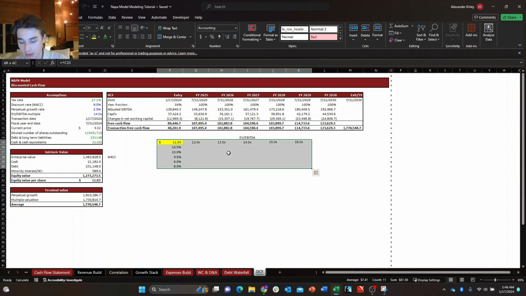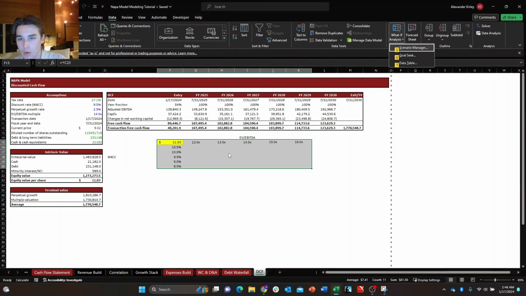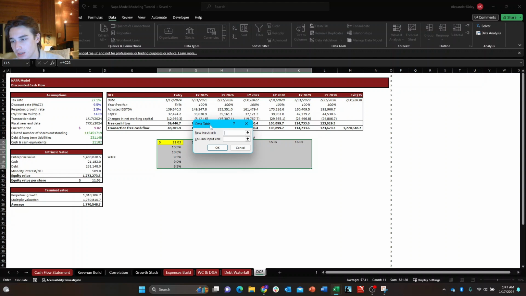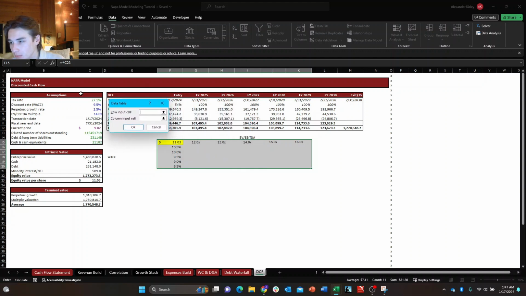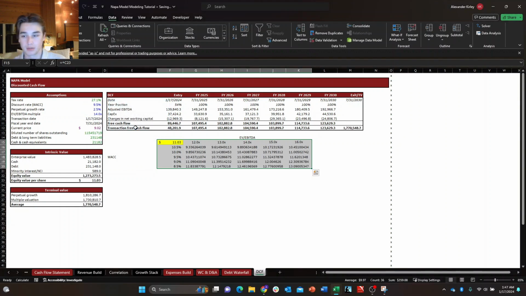Now, how are we going to go about this? What we're going to do is go to Data, then What-If Analysis, and Data Table. So now what we want to do is reference our WACC as well as our EV/EBITDA. For our row input, we're going to put our EV/EBITDA. For our column input, we're going to put our discount rate. Press it and ba-bam.